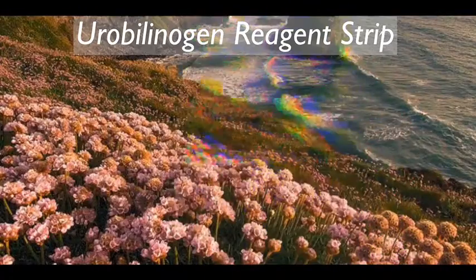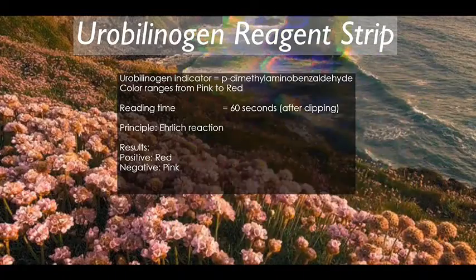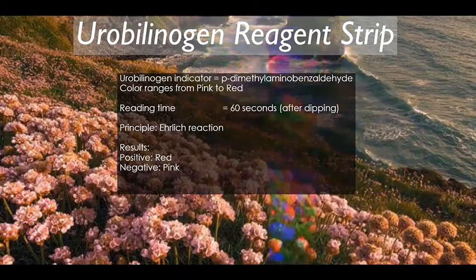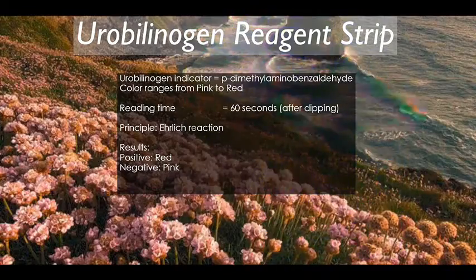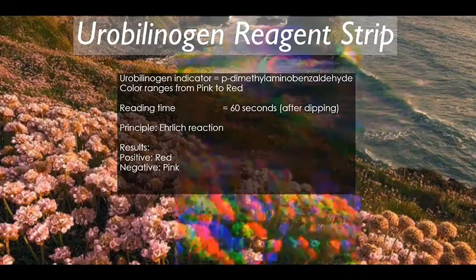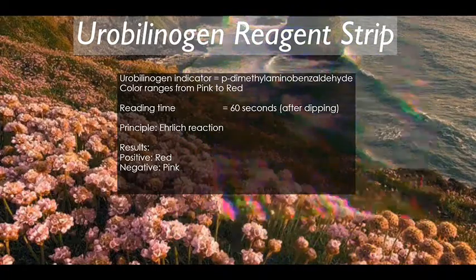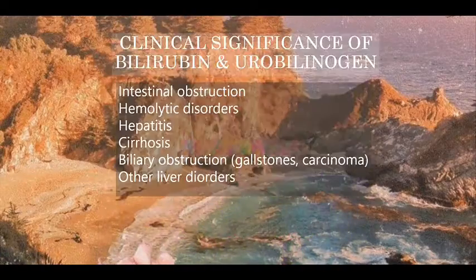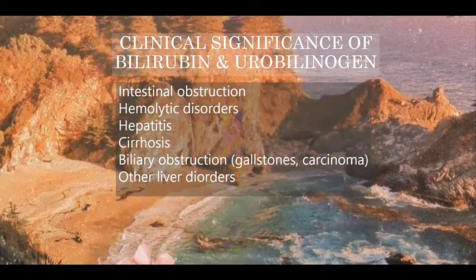Here we have the reagent strip for urobilinogen. The urobilinogen indicator is p-dimethylaminobenzaldehyde. The color changes correspond to the urine specimen's amount of urobilinogen at the reading time of 60 seconds after dipping. Its principle is the Ehrlich reaction. The positive result is dark pink to red, and its negative result is pale pink or pastel pink. And here is the clinical significance.